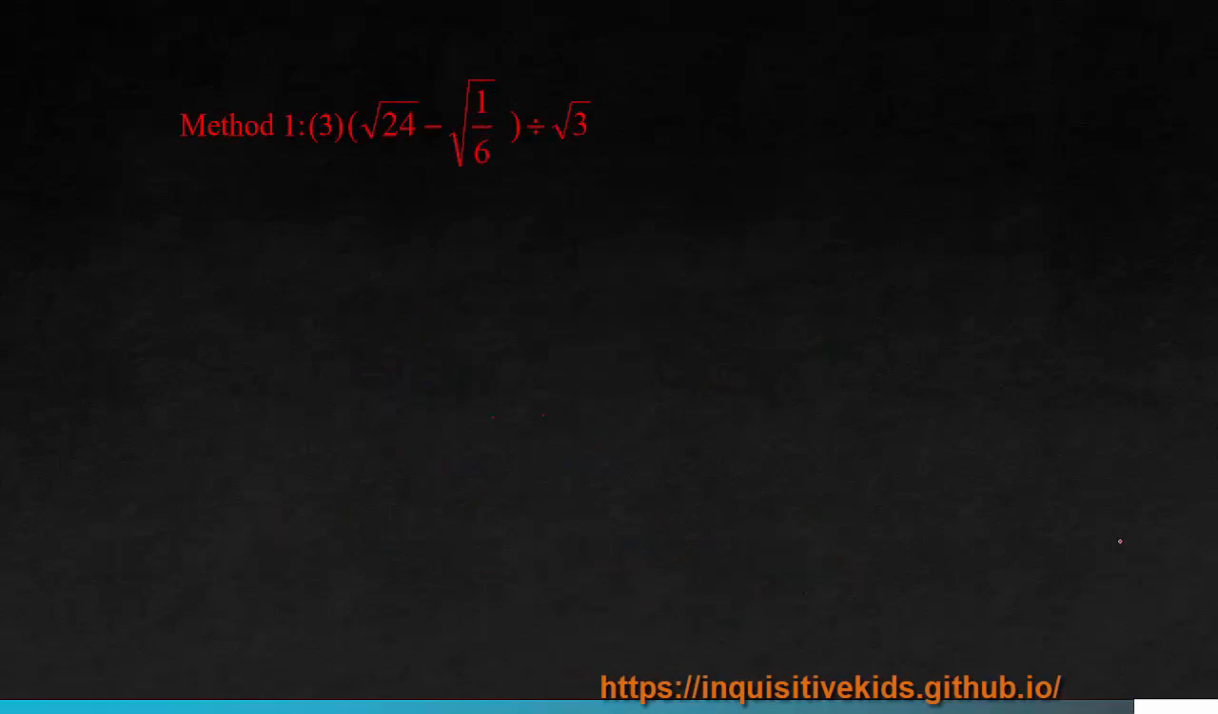Here's the first method into solving our third example. We have the difference of the arithmetic square root of 24 and the arithmetic square root of 1/6 divided by the arithmetic square root of 3. Again, we are using what we learned before. We are going to apply the distributive property of multiplication. In this case, it's used as division.